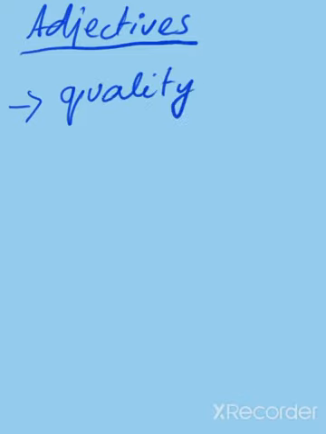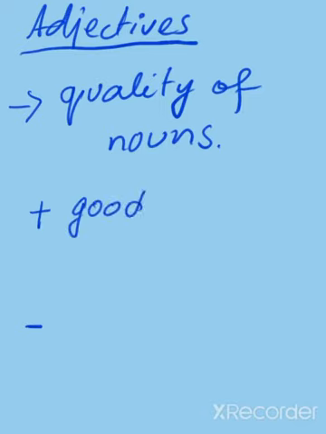What are adjectives? The simplest definition is that adjectives show us or tell us about the quality of a noun. Quality of nouns, right? This quality can be a positive one, and this quality can be a negative one. For example, if I say she's a good girl, good is a positive quality. If I say he's a bad boy, bad is a negative quality.